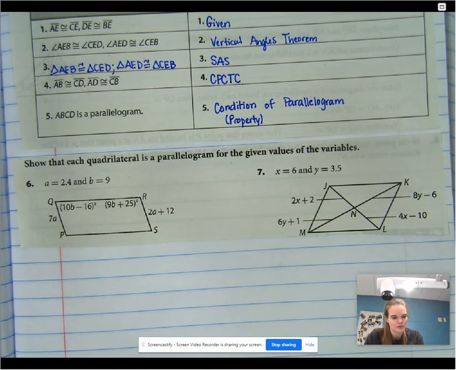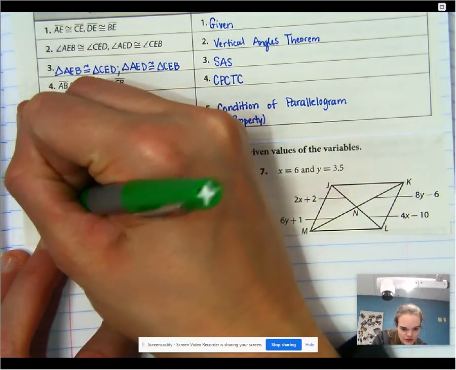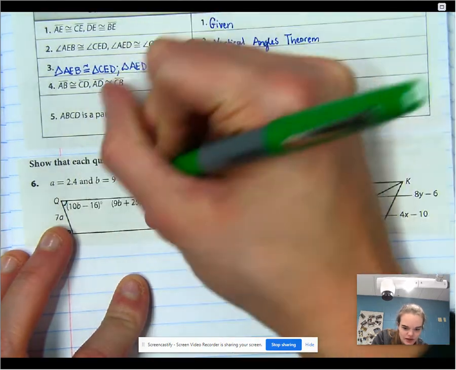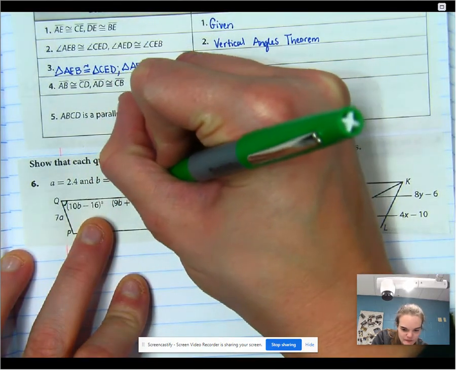But then I got a problem. I don't have both opposite sides, but as long as I have one set of opposite sides and one set of opposite angles, I'm good. I don't have opposite angles. Here's what I've got. I've got something called consecutive angles. Q and R are consecutive angles.